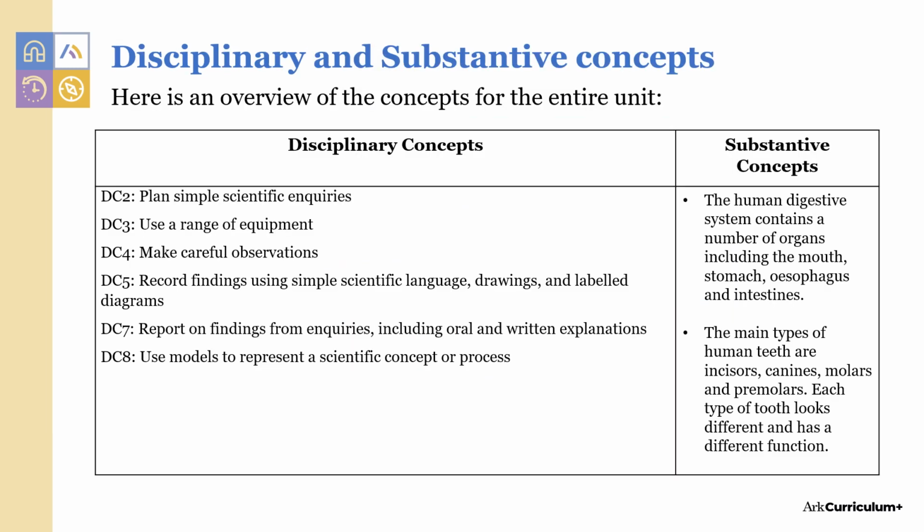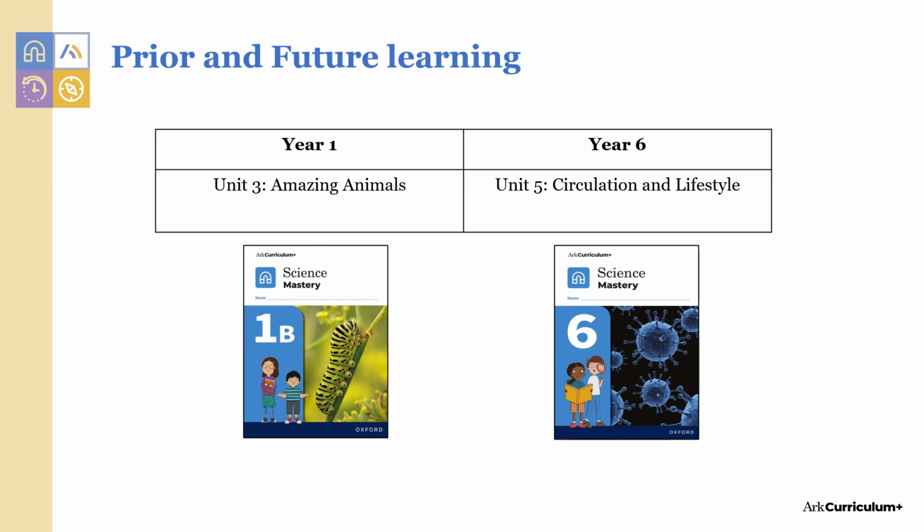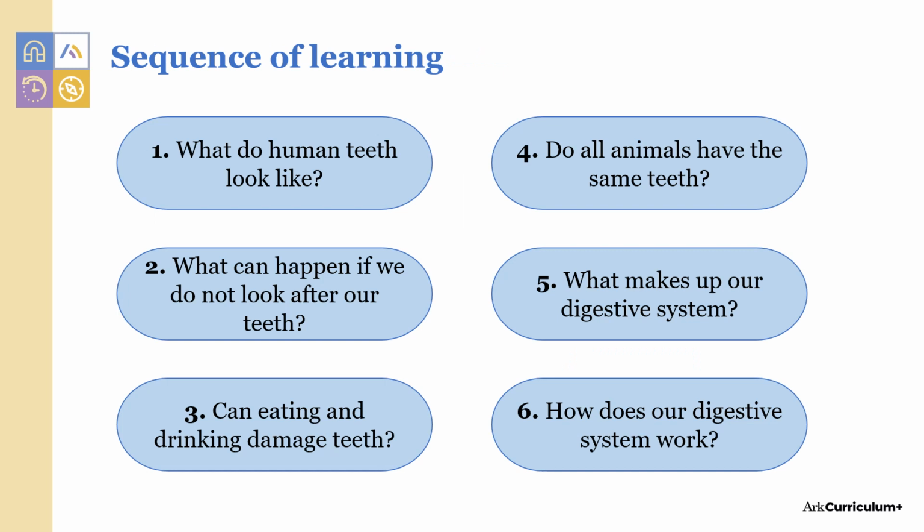Here are the overall disciplinary and substantive concepts for this unit. Here's an overview of how this unit connects to other units for the prior and future learning. This is the lesson sequence for this unit. There are 6 lessons in total.